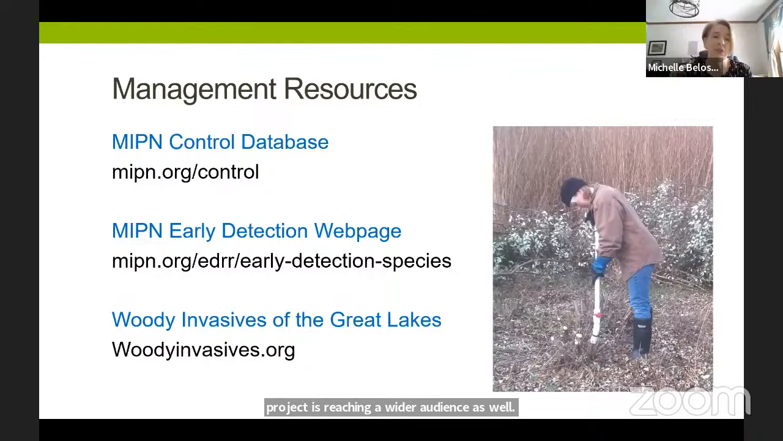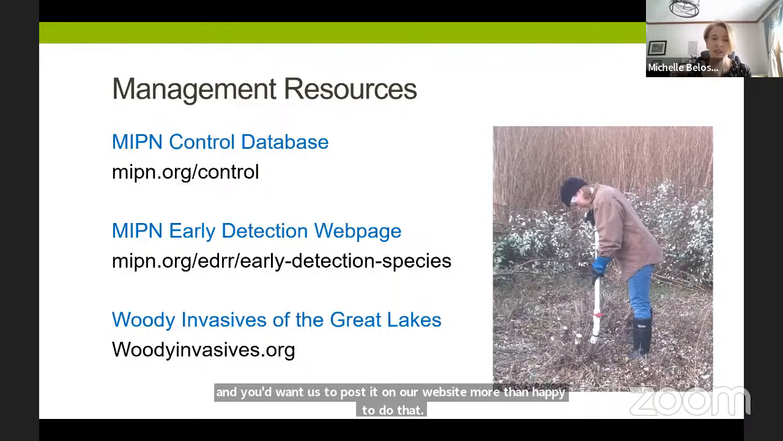So MIPN also has a few different management resources. One I've already talked about, but I'm also going to mention the MIPN control database. I have a little more information on that on my next slide. We have an early detection webpage, which is where our survey results will be, but it also has fact sheets and other information about all the priority species for our Midwest region. So if you're looking for a good resource on a specific plant, that's a great place to start. And if you have a fact sheet or some kind of article and you'd want us to post it on our website, more than happy to do that. Just get in touch with me.